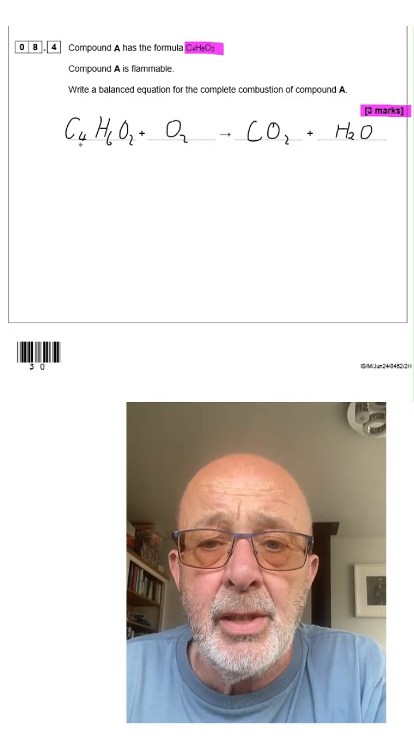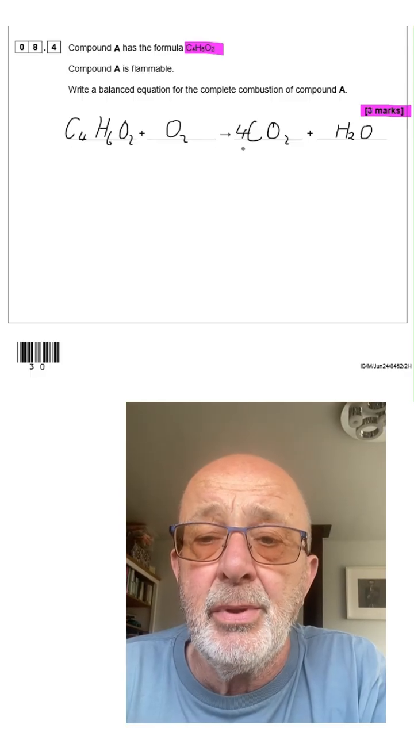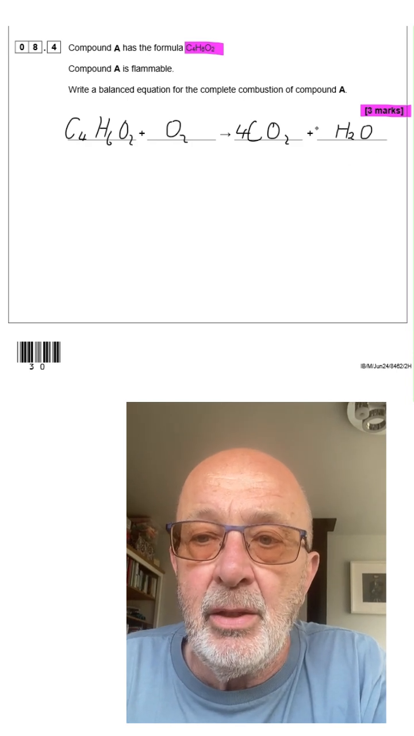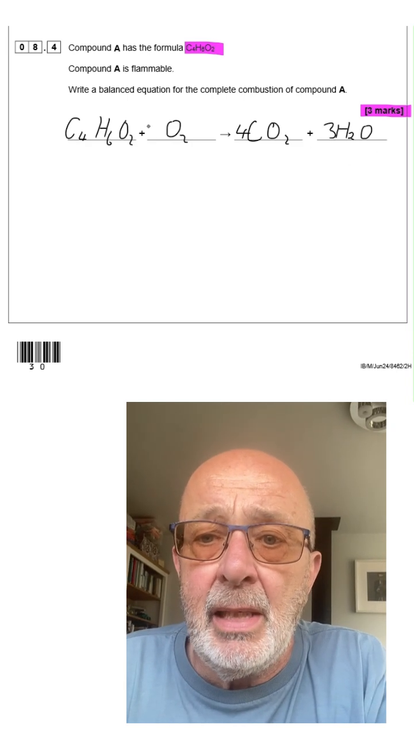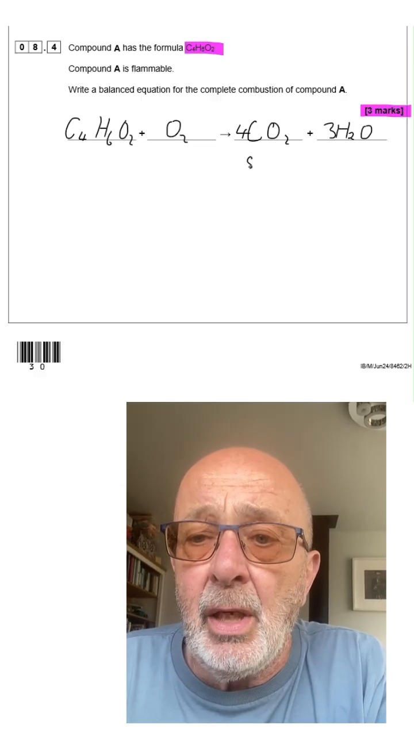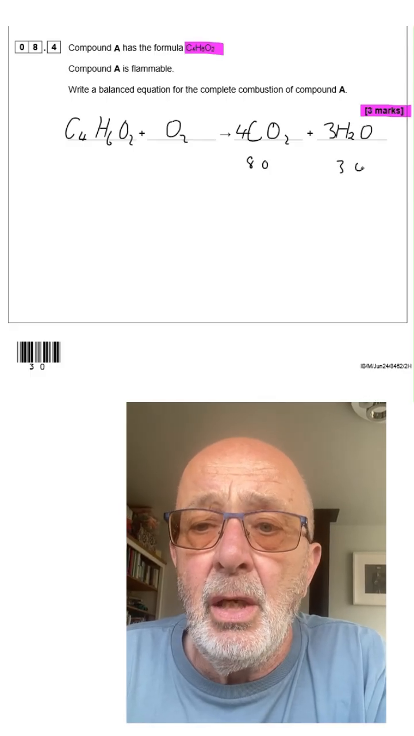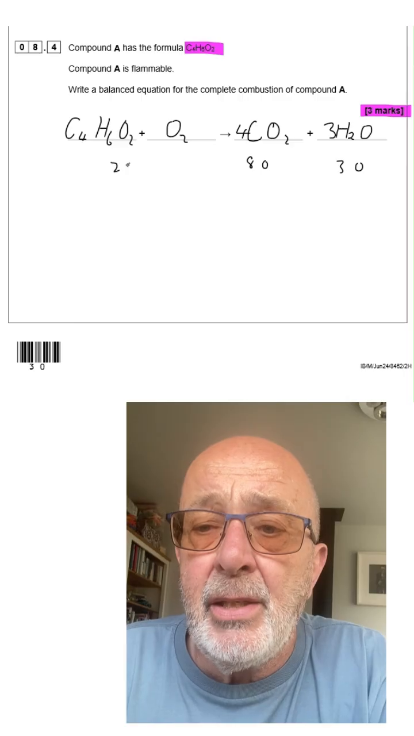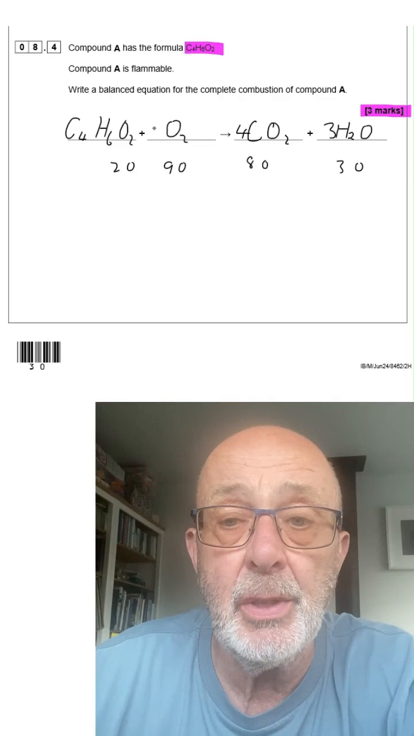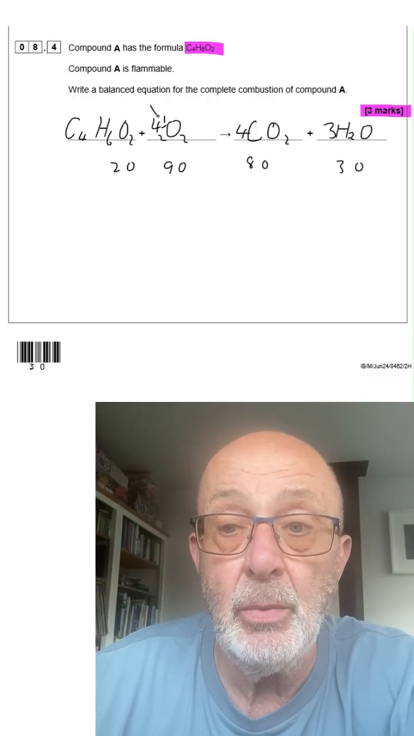So let's start balancing. We always start with the carbons, 4 carbons there, so we put 4 carbons there. We're doing all this in pencil, so we can rub out anything that we don't need. So if we try and balance in the 6 hydrogens, that gives 3 H2Os. So now we've got our balancing on the right-hand side, just got to get those oxygens balanced. So we've got 4 2s are 8 oxygens and 3 oxygens on the right. I've got 2 oxygens in compound A, so we need 9 to make 11 equal with the right.